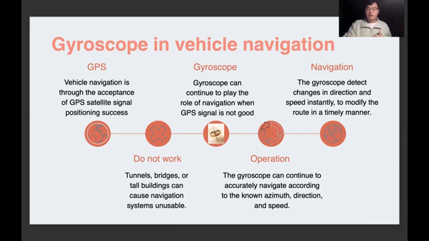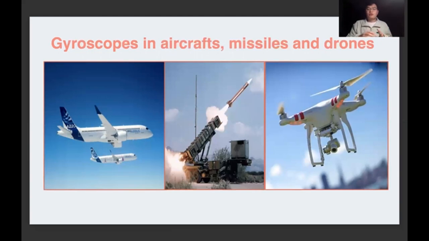What's more, the gyroscope can provide more sensitive and accurate direction and speed than GPS. GPS cannot detect a change in your car's speed or direction immediately until you have traveled a certain distance. In addition to vehicles, the gyroscope can also be used in aircraft, missiles, and drones for navigation.